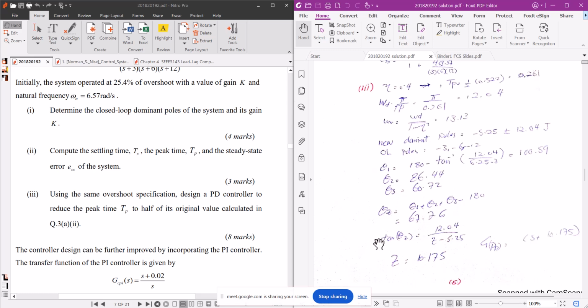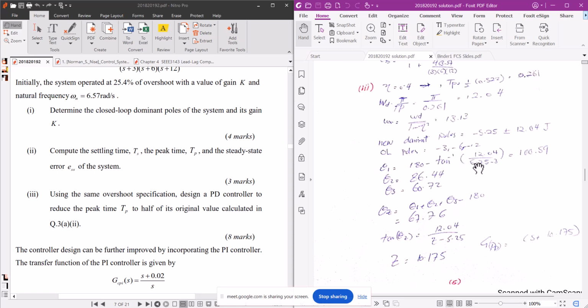So after theta z, sorry, how do we get the theta? Which theta? This one, theta 1. Yeah, theta 1, we have theta 2 and 3. Yes, the theta 1, this is the standard formula for the PD controller: 180 minus tan inverse this one 12.04 imaginary part divided by 5.25 real part minus 3. Okay, this is mentioned in the design of the controller. You can see in the design controller you have to use this formula for this.